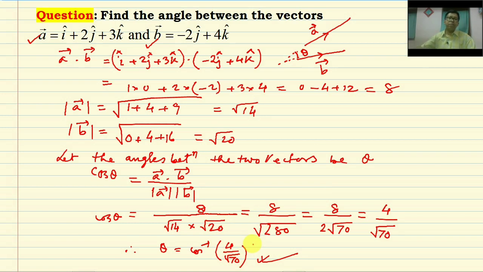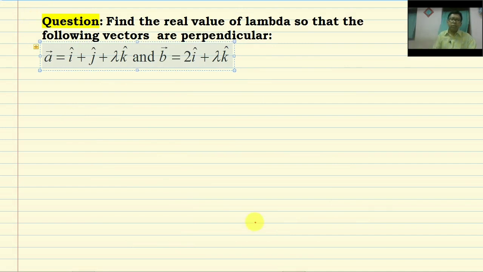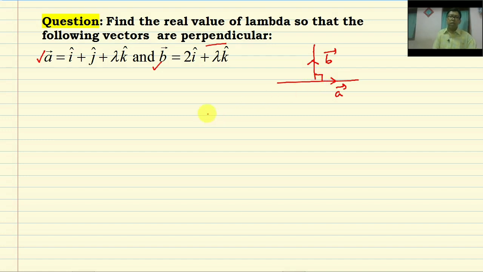In the next question, find the real value of lambda so that the following vectors are perpendicular. Two vectors are given, the first vector is A vector and the second is B vector, and they are perpendicular to each other. So using the condition of perpendicularity, you have to find the value of lambda.